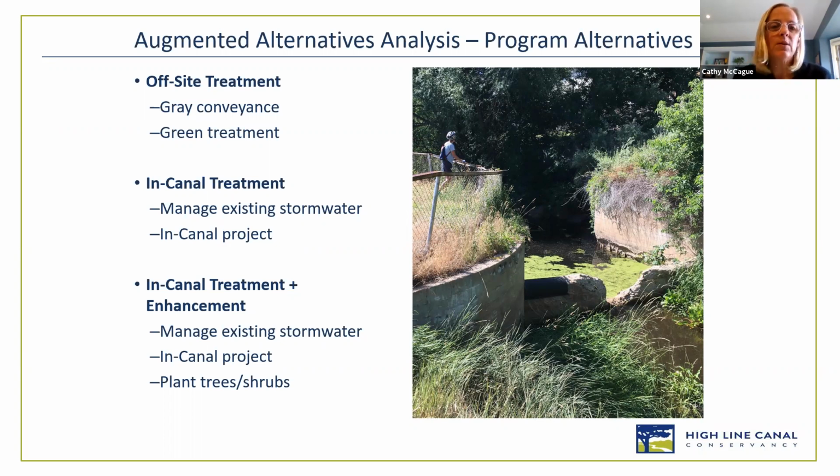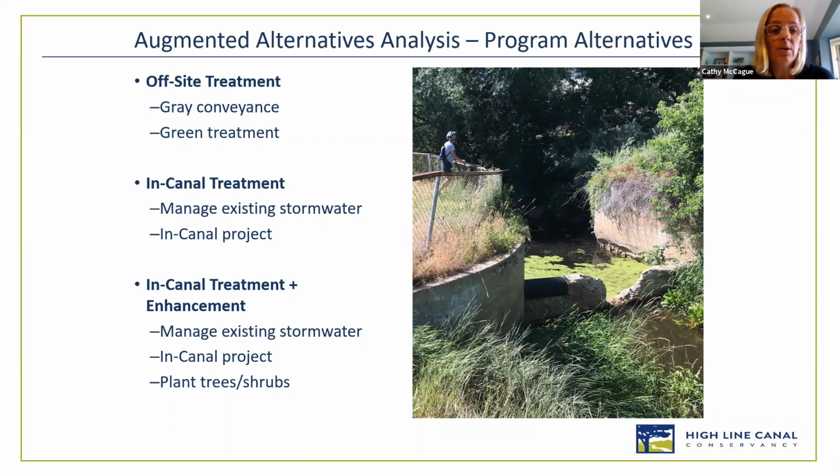So here we go, offsite treatment. Offsite treatment means that we're not going to use the canal for any of our stormwater treatment or management. Typically what has been used is gray conveyance, so we're going to either pipe the stormwater under the canal, or pipe it away from the canal. But we're going to do a green treatment. We're going to treat that water, whether in an offsite retention basin or a constructed wetland. So it's a green infrastructure approach there. The next program alternative we landed on is in-canal treatment. So we're going to treat the existing stormwater and manage it in the canal. We're also going to install an in-canal project, meaning we're going to install a water quality berm, for example, for the city of Greenwood Village.